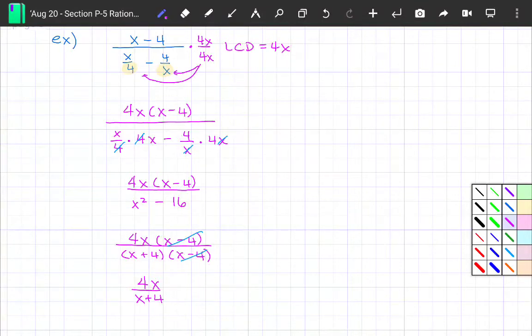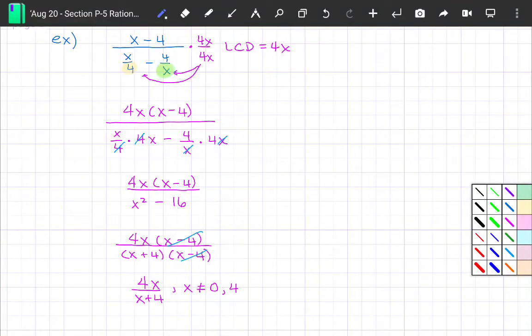Think about restrictions. What restrictions do we need? I'll give you a hint. There's actually 2 restrictions I need to list. Can you see what they are? They are 0 and 4.